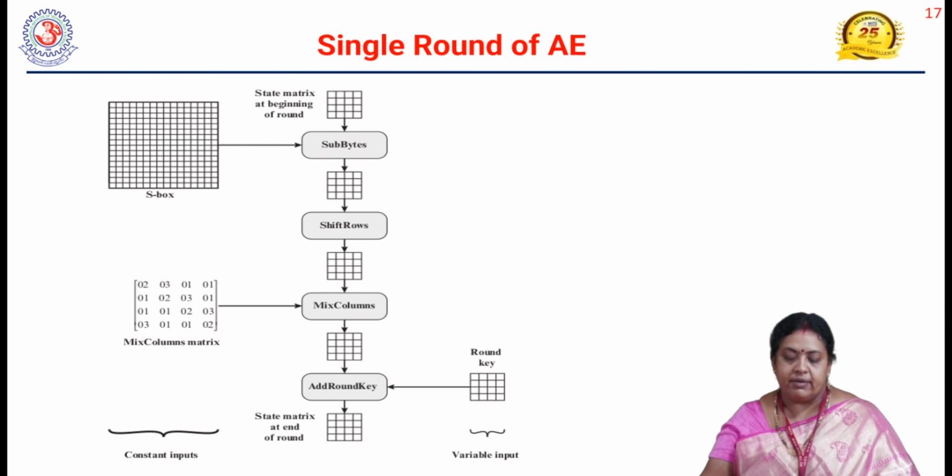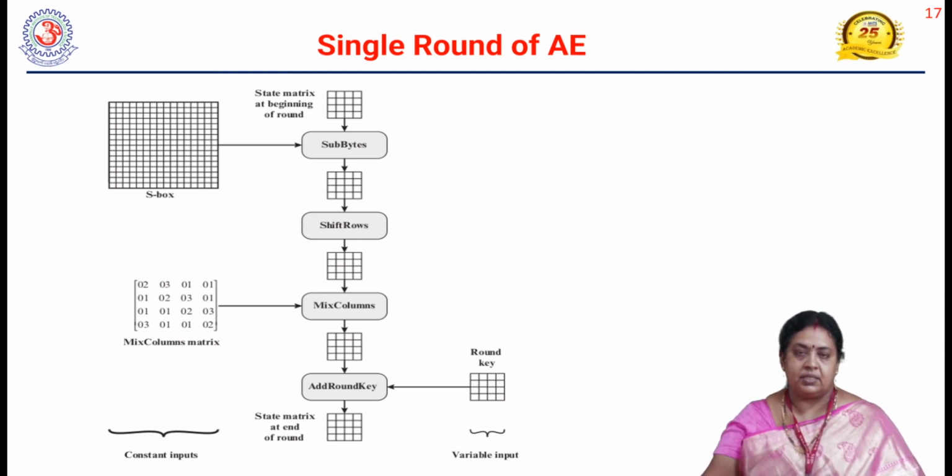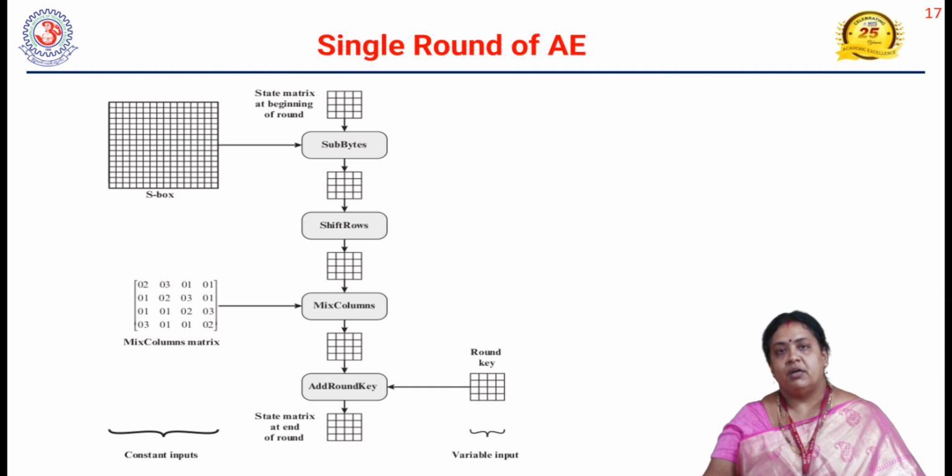So it generates a state matrix at the end of each round. This matrix will be given to the next round, and it follows. But you have to remember that for round 0, the pre-round transformation, we have only the add round key transformation. And in the nth round, that is the 10th or last round, only 3 transformations are there. The mix columns is not available. We have only sub-bytes, shift rows and add round key transformation.